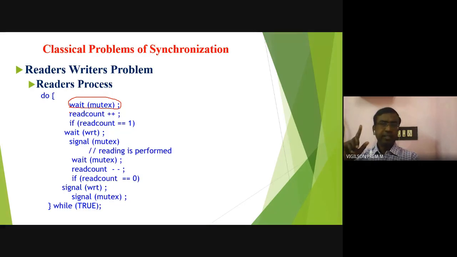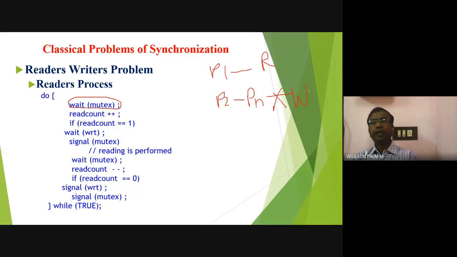Able to understand? When I am going to read, other writing is not possible. To say it, I am just writing. P1 is going to read, so P2 to Pn are not able to write, or they are not allowed to write. So I am calling the wait signal call.